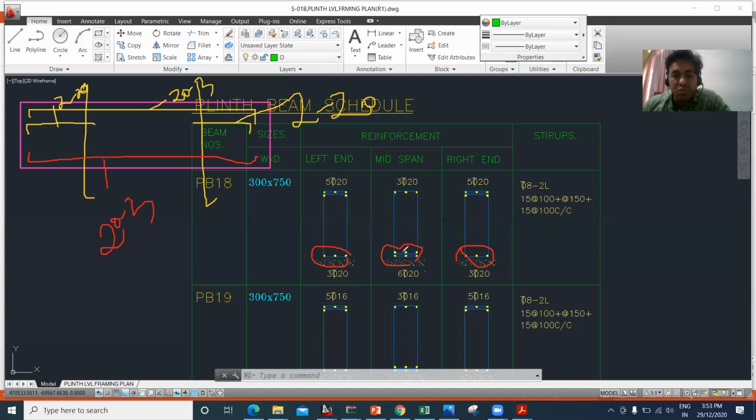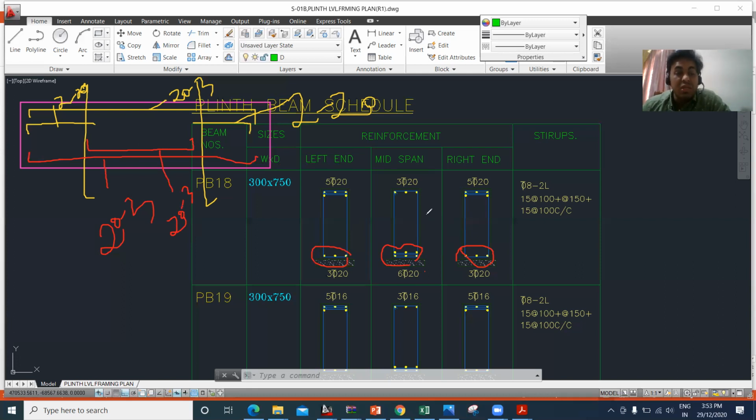Now I have to provide another 20 diameter 3 bar in the second layer. So what I'm going to do, only in the center portion, this is my center portion. In the middle span, you are getting only a 20 diameter 3 bar in the second layer. So I'm going to provide one more bar in this way. This will be my 20 diameter 3 bar again, right? Yeah. So this is how we have to give the reinforcement.